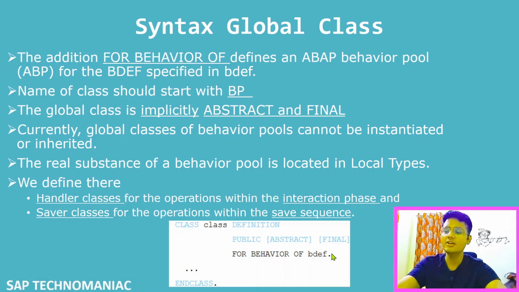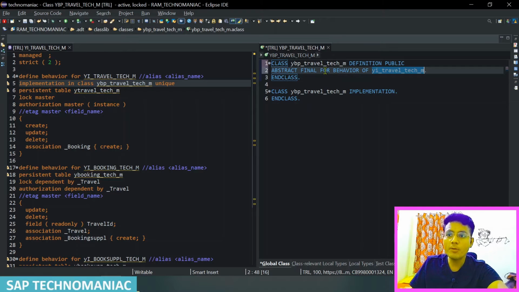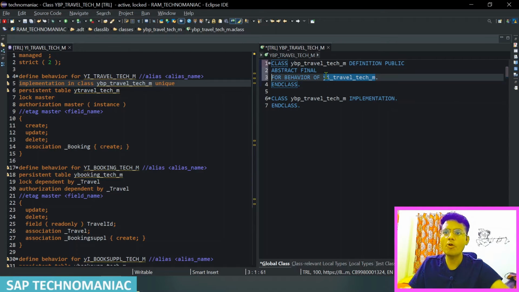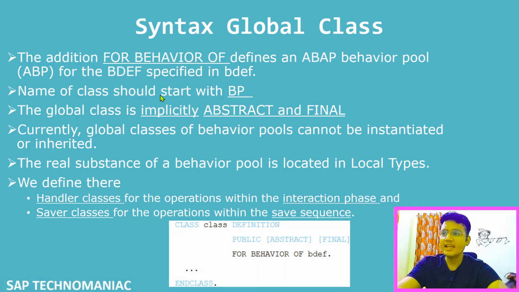It is automatically generated, no need to worry, as you can see here as well. If you go to the global class, you can see FOR BEHAVIOR OF here, and you have to give this particular behavior definition name. The second thing is that all the behavior class names should start with BP underscore. In my case, it started with BP underscore. In your case also you have to start the same way, so we can separate the normal classes from the behavior pool classes.